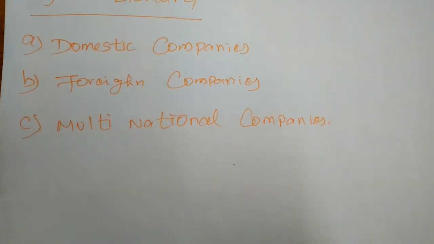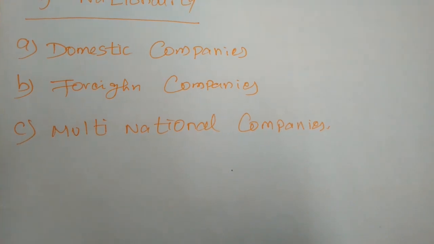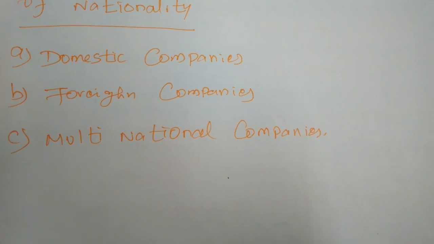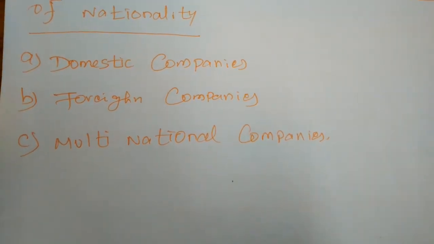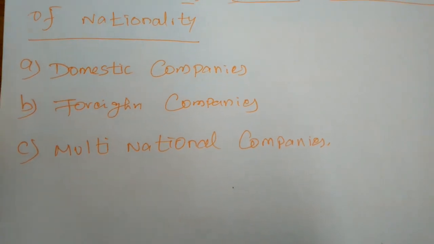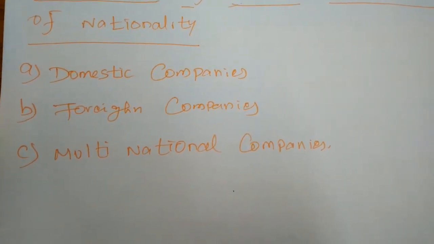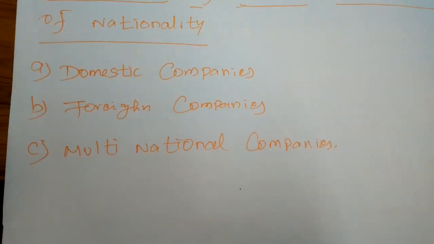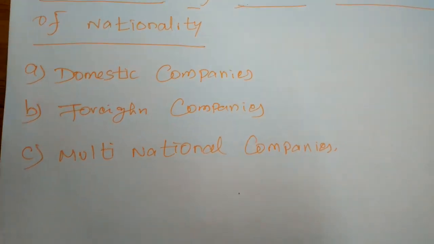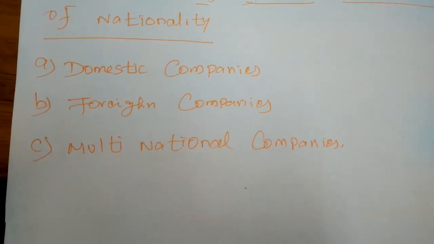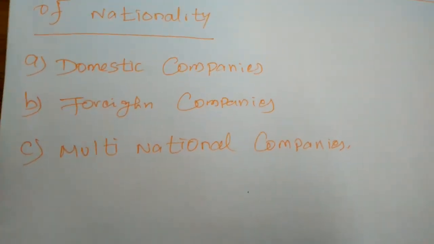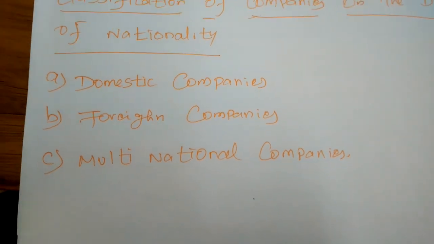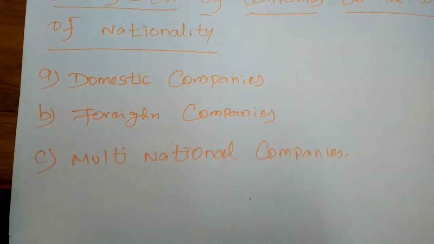Next, foreign companies. Foreign companies means if one nation, for example India, starts a company in another nation, that is called a foreign company. If America comes to India and starts an industry or company in India, that company is a foreign company. If foreigners start a company within the boundaries of another nation, it is called a foreign company.